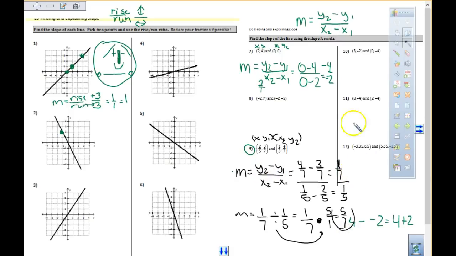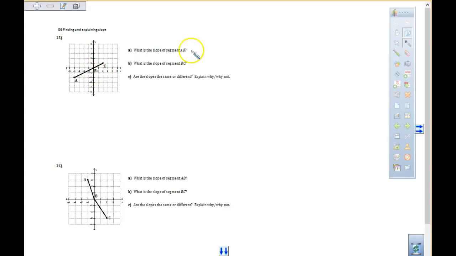You should be able to do 10 through 12. Here, make sure you are using and counting rise, going up and down, to the run. These are both positive slopes. These are both negative slopes. But again, you should show me how you're counting.